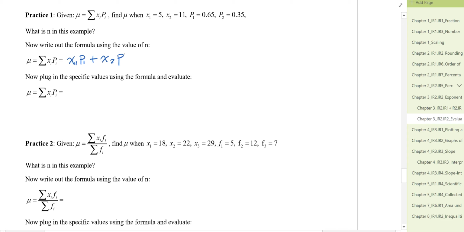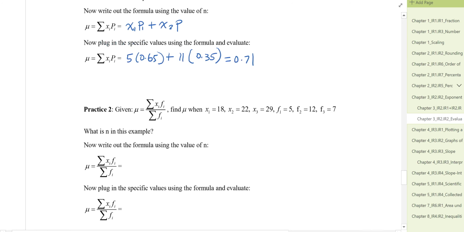Now I substitute it. x1 is 5, p1 is 0.65, plus x2 is 11, and then p2 is 0.35. So I substitute it in and then just calculate it. When you type it in the calculator, you will get 0.71. All right, let's do one more.